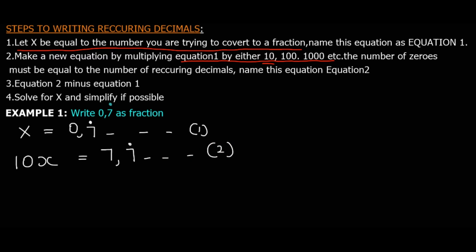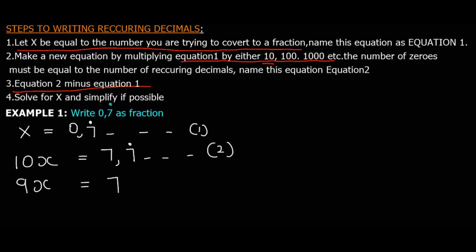And then based on step number 3, we do equation 2 minus equation 1, so we have 10x minus x, and then 7.7 recurring minus 0.7 recurring. So 10x minus x gives 9x, and then 7.7 recurring minus 0.7 recurring gives just 7. So that is step number 3. And then step number 4 says solve for x and simplify if possible.